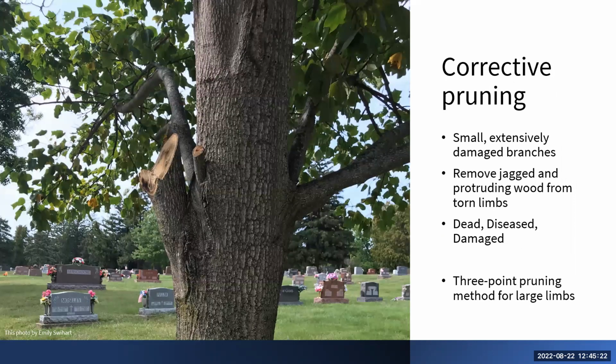Corrective pruning. If there is damage, you want to make sure that you are removing small, extensively damaged branches, and removing any jagged wood or torn wood from a tree. It's going to seal over better.